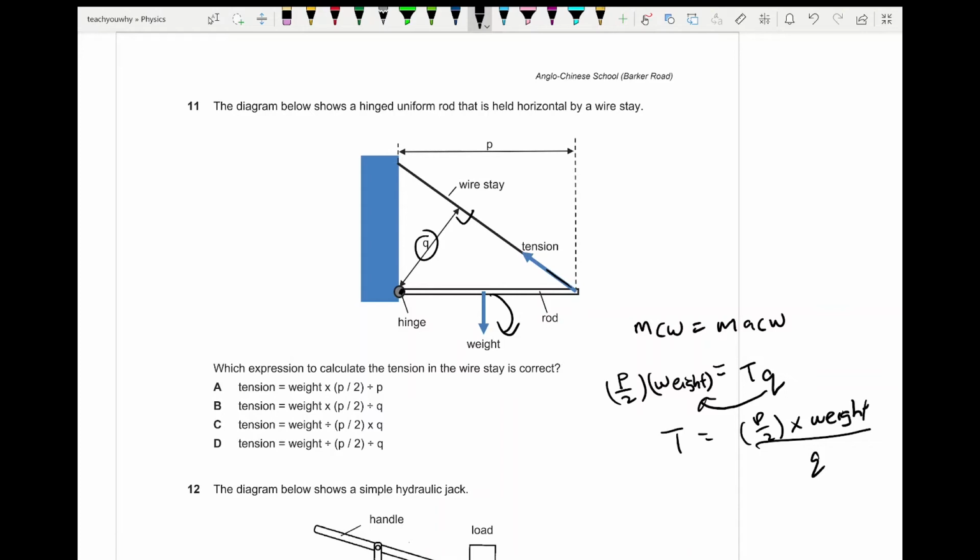Okay, so pay attention, it is B. So take note, this is divided by Q. So don't be sharp with your eyes, okay? Yeah, that's all. So the answer is B.